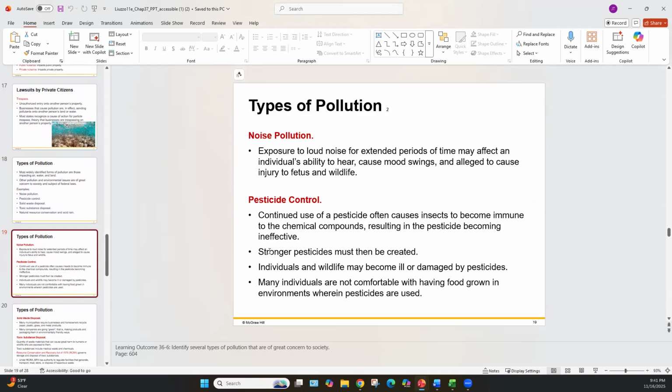But even living next to a facility that's making loud bangs, loud noises, that's going to affect not only you, but everything in that surrounding area, right?